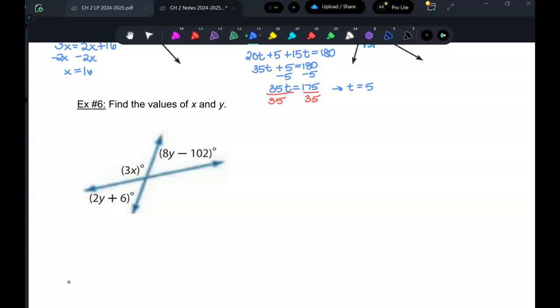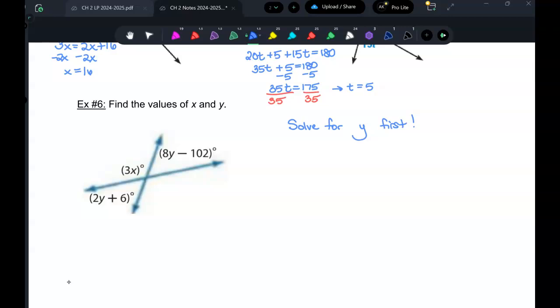Can we solve for x first? Do I have any idea what to do with x? Do I know what's across from here? Maybe we just put another 3x there. But is that going to help? So we should solve for y first. Okay, we'll deal with x later. I'm going to solve for y first.